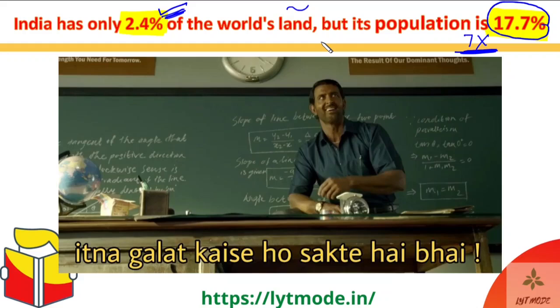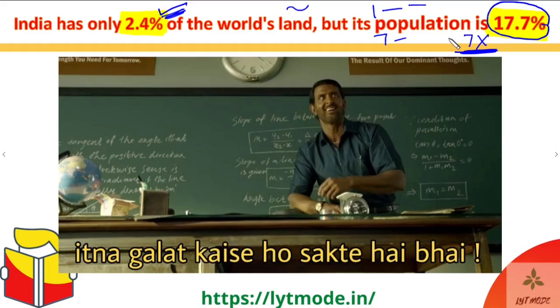But India has 17.7%, which is even more than 7 times of what the global average population per unit land is. So if the world is having one person per unit of land, whatever that unit is, we have 7 people for the same unit. So every place we go, it's an average 7 people, 6 people more than what was needed. It's a lot. It's crazy, man.